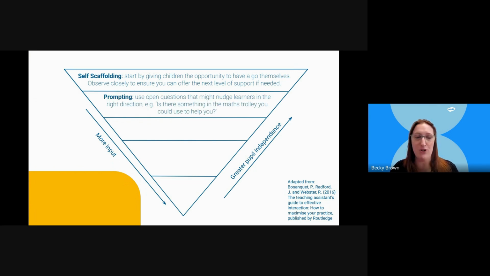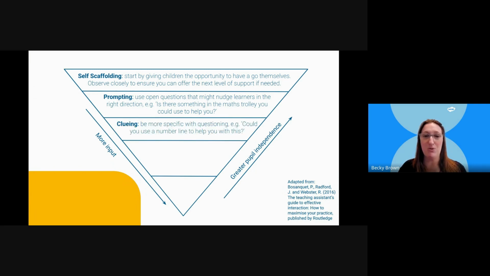We then might move on to prompting. That's where you're going to use really, really open questions that are just a gentle nudge in the right direction. So in a maths lesson, that might look like, is there something in the maths trolley you could use to help you? Or is there somewhere in the classroom you could look? Maybe sometimes looking yourself at that is another little nudge, just a prompt. So you're not giving them really specific clues, but you're just starting to nudge them. That could be all they need to get started, particularly if this ability to get started by themselves is really hard and you're not quite there yet. Just a gentle prompt can be all it takes.